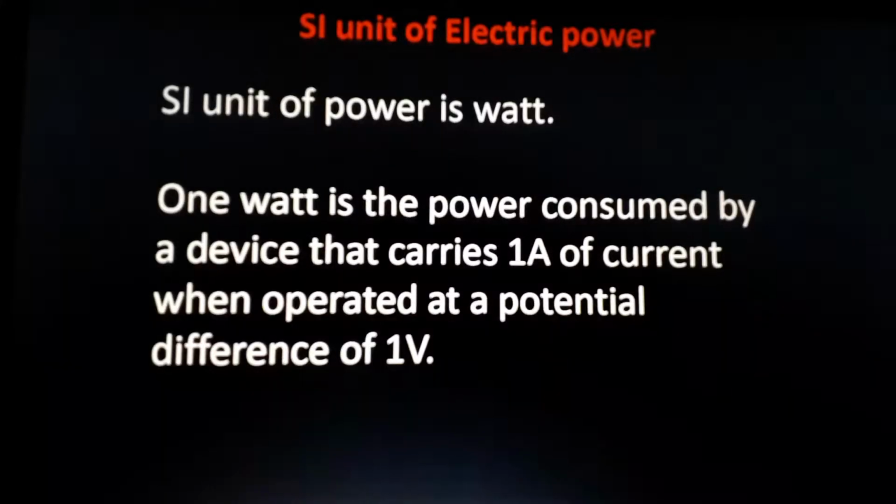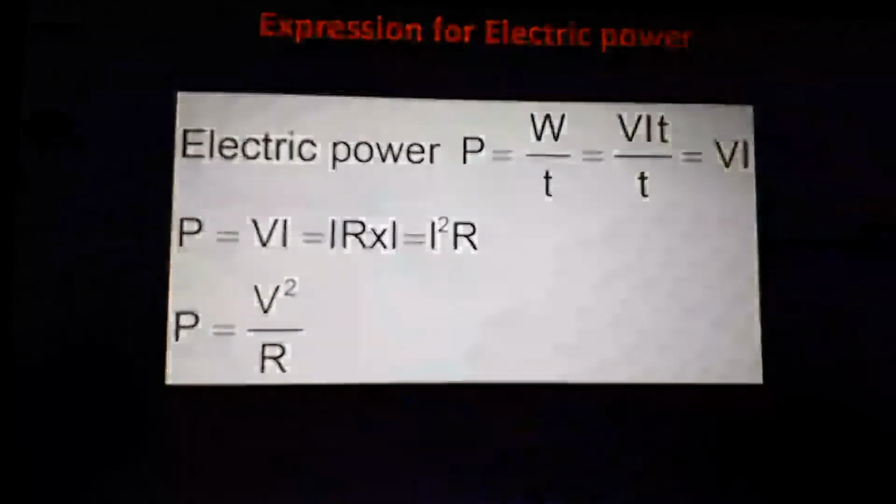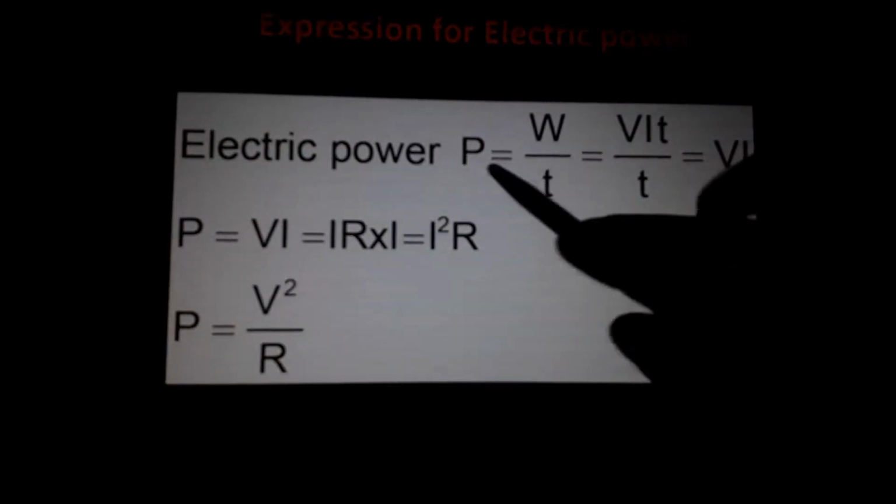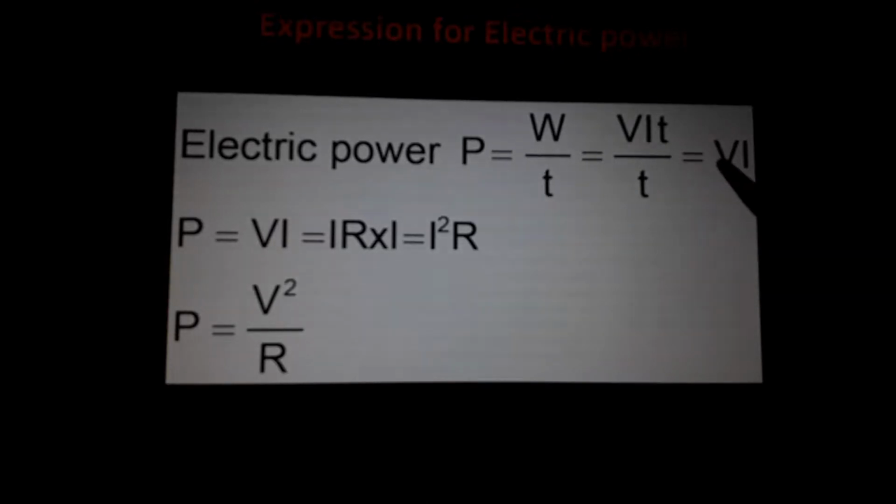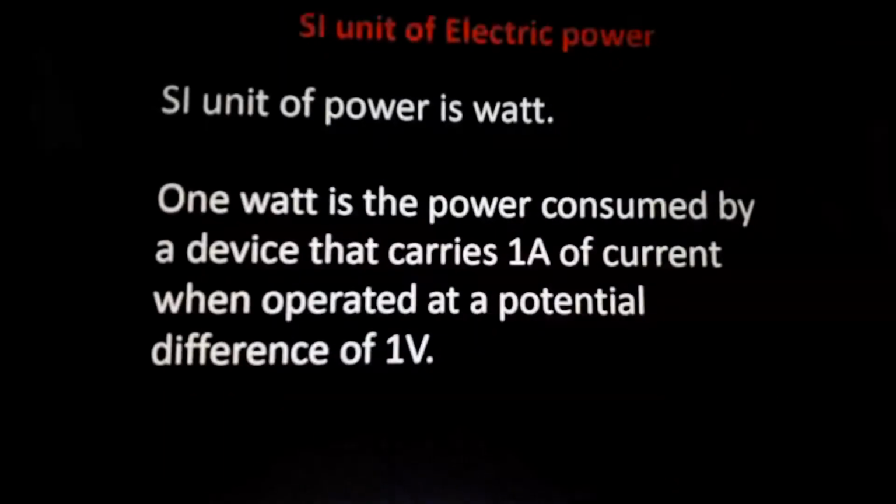SI unit of power is watt. You already know that. And 1 watt is what? 1 watt is the power consumed by a device to carry 1 ampere of current when operated at a potential difference of 1 volt. If 1 volt is the potential difference given to the circuit, 1 watt is the work done to carry 1 ampere of current through it. So it is very simple also. Power of 1 watt is equal to 1 volt required to carry 1 ampere of current, and its unit is watt, W-A-T-T, watts.